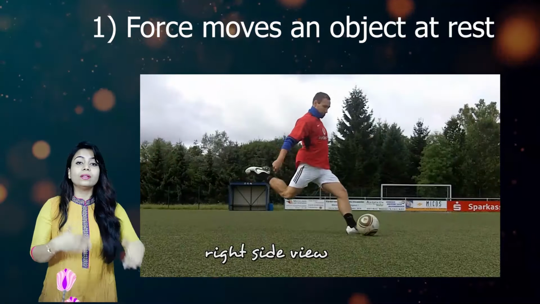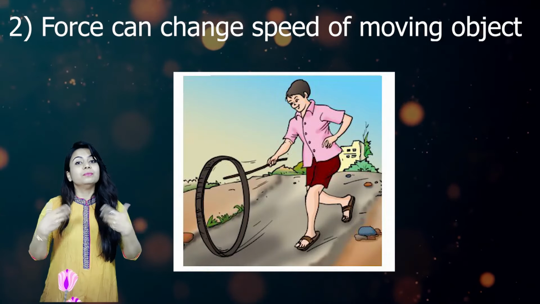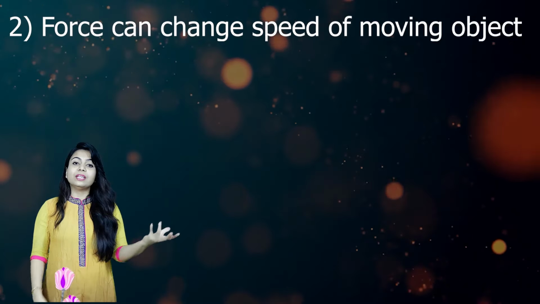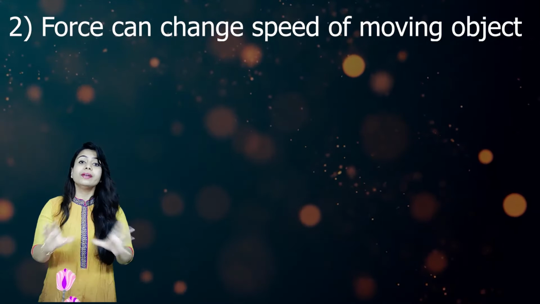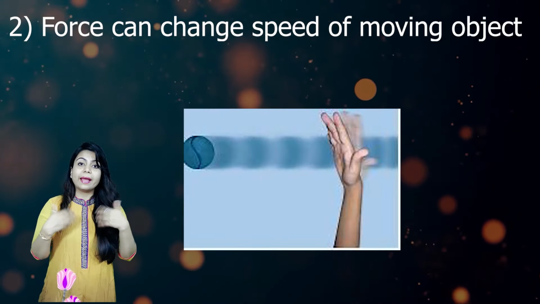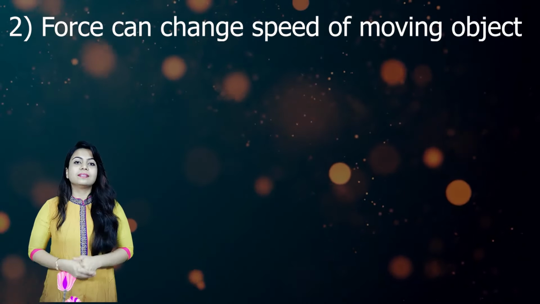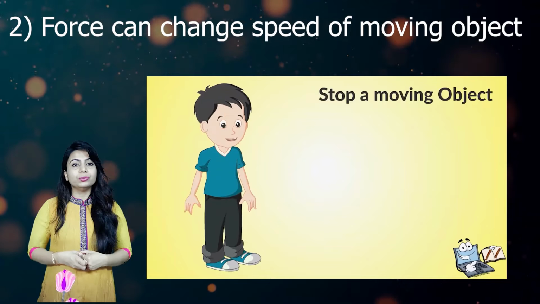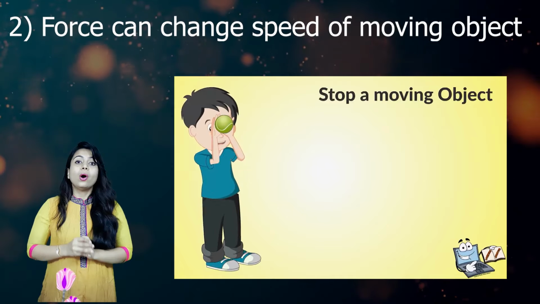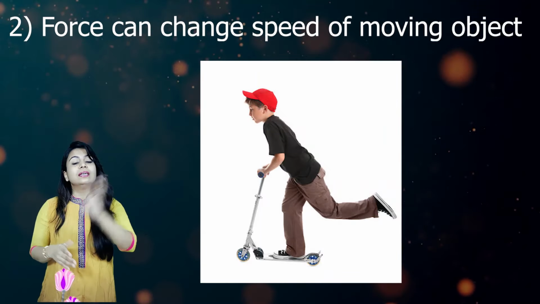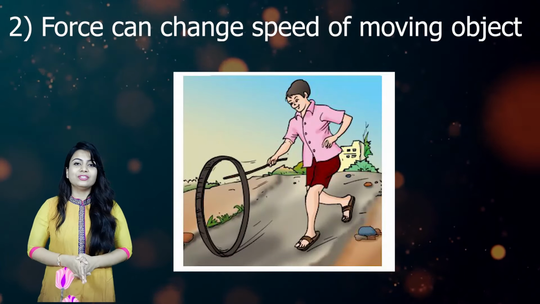Now coming to the second effect of force. Force can change the speed of a moving object. We have studied that when the object is at rest, you can move it with the help of force. Now what happens when the object is already moving? Then the force applied on it can change its speed or it can stop it. For example, a ball is coming towards you. When you catch the ball while playing, you can stop the ball, or by applying force you can change its speed also, you can stop it also. So in this way, force can change the speed.